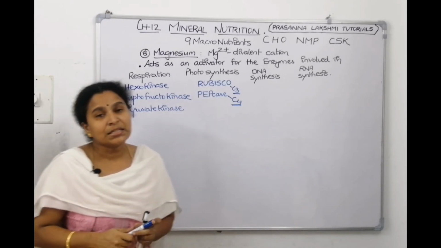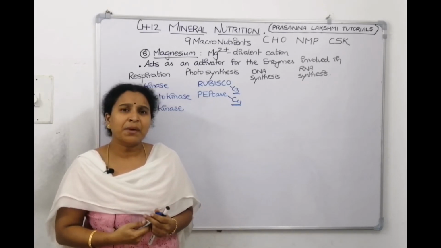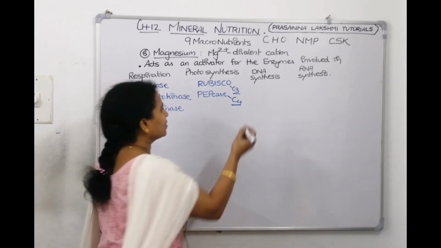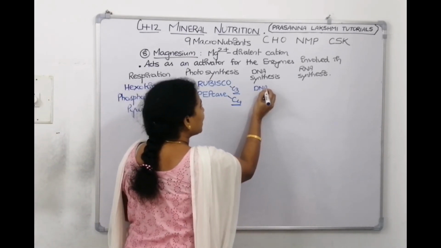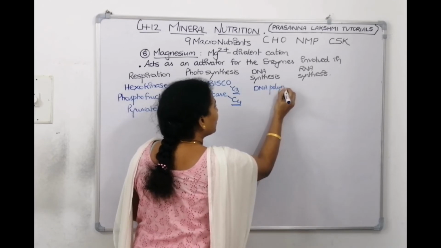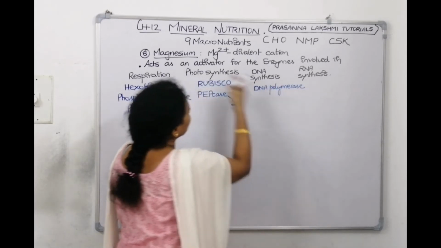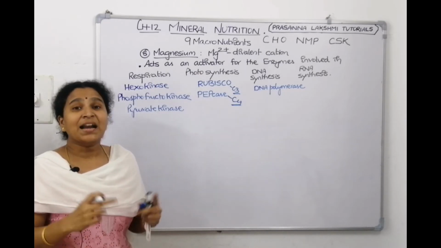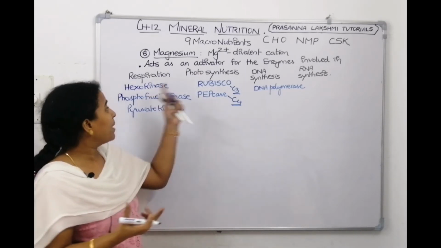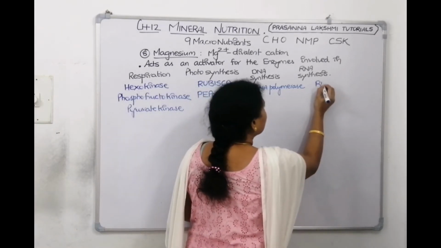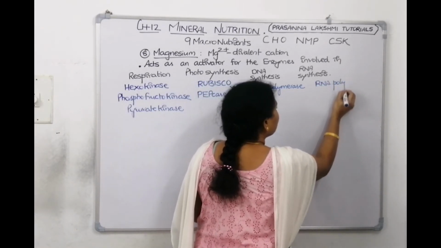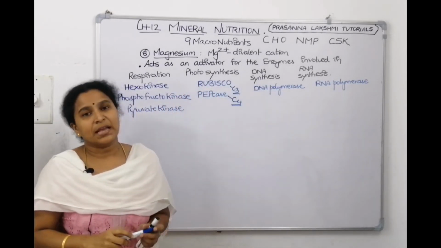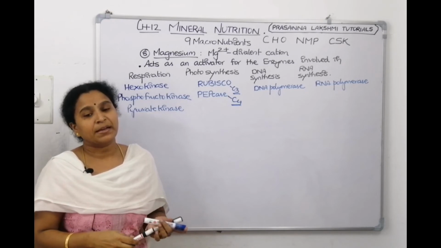Then coming to DNA synthesis. DNA synthesis is done by an enzyme called DNA polymerase. For DNA polymerase, magnesium is an activator. So, what is that enzyme called? The enzyme is DNA polymerase. For making RNA, the enzyme is RNA polymerase. For that also, magnesium is an activator. So children, this is about the first function of magnesium.